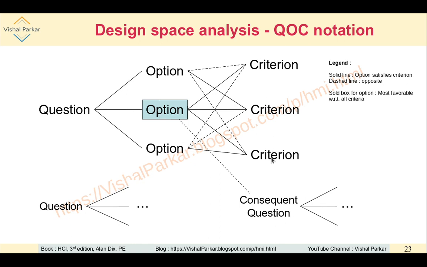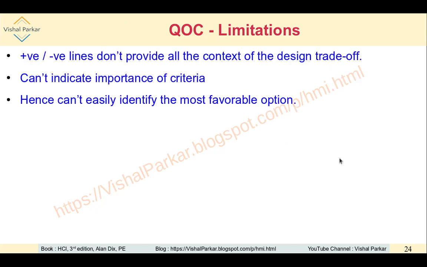Now for the options present, there may be some consequent questions, as we have seen previously. So it's once again a hierarchical notation, and those consequent questions may be having some options, and those options will be checked or assessed against some criteria, and the thing may continue. So this is also one hierarchical notation, we can say.